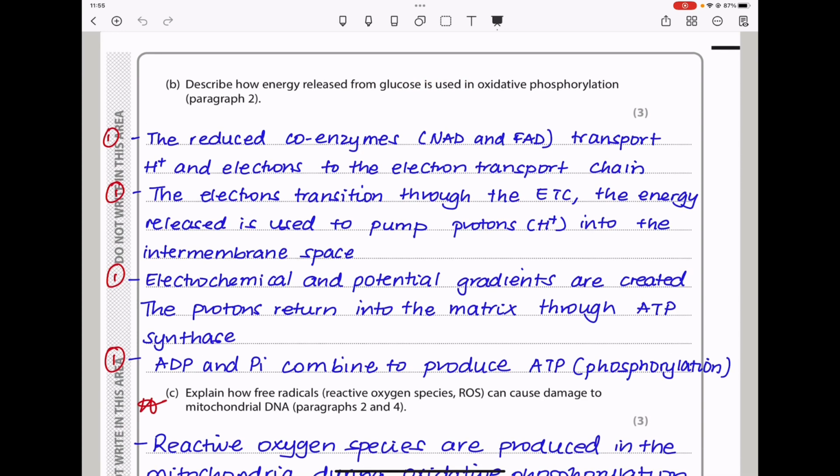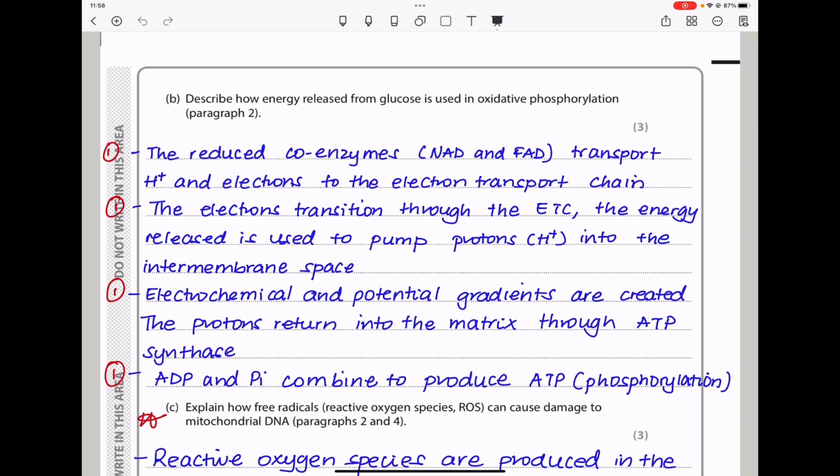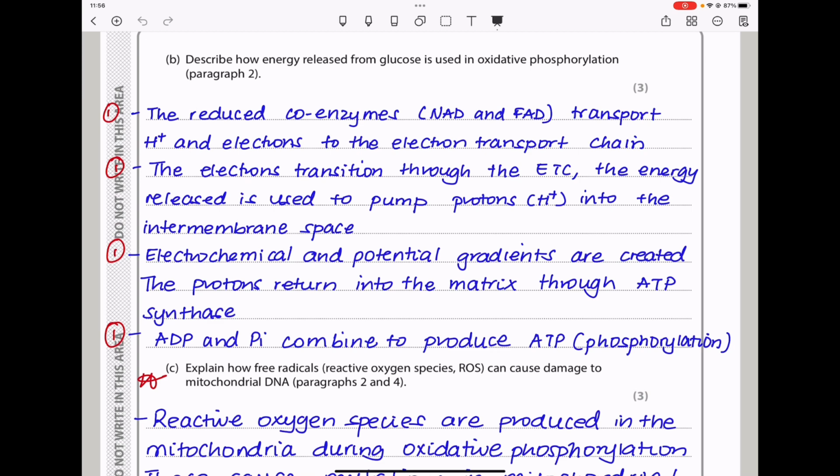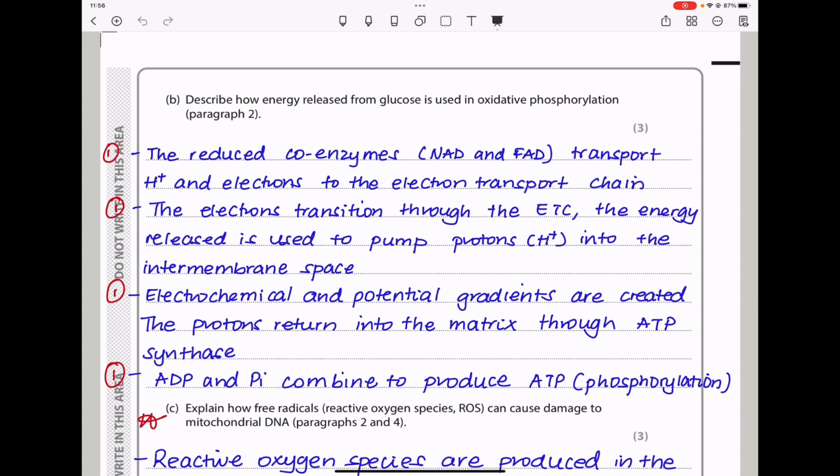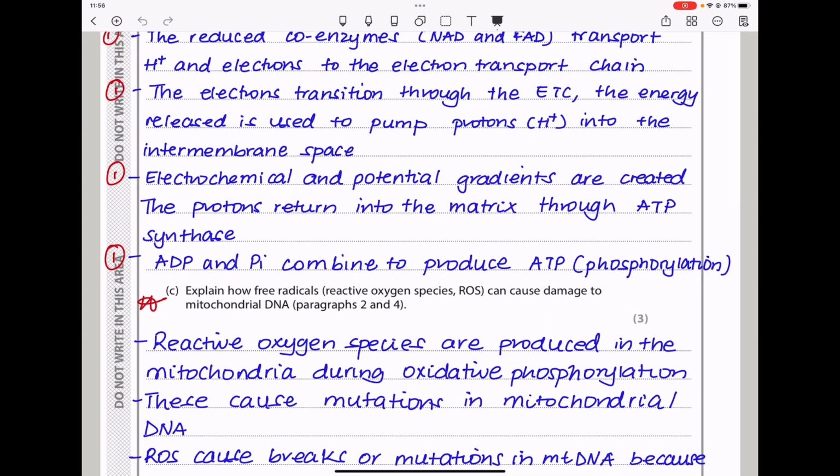Moving on. In part B, describe how energy released from glucose is used in oxidative phosphorylation. This is from paragraph 2. So we know that there are coenzymes that are reduced, like reduced NAD and reduced FAD. These will transport hydrogen ions and electrons to the electron transport chain. So the electrons transition through the ETC, which is the electron transport chain. The energy released is used to pump the protons into the intermembrane space from the matrix. Electrochemical and potential gradients are created, and the protons return into the matrix through ATP synthase. Here, ADP and Pi combine to produce ATP, which is phosphorylation.